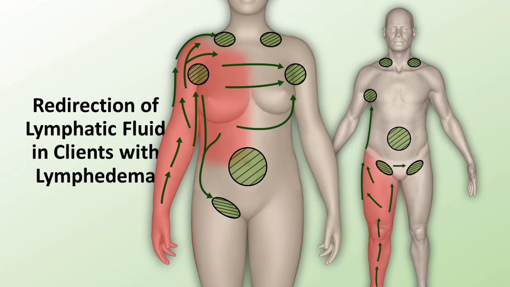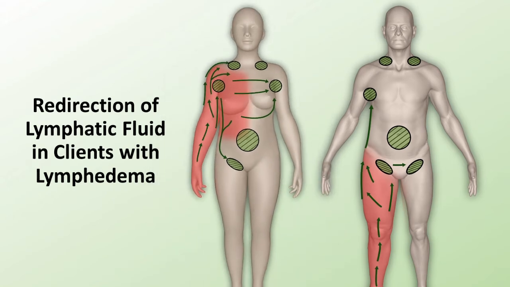And what we do is we cross the fluid over from the right side over to the left and take it over to the left axillary lymph nodes. We can also take it down to the same side inguinal lymph nodes. And this is what we call redirecting the lymphatic fluid across the watersheds. And we call these anastomoses.